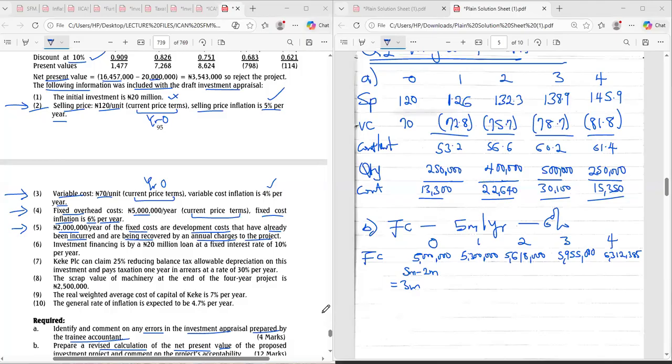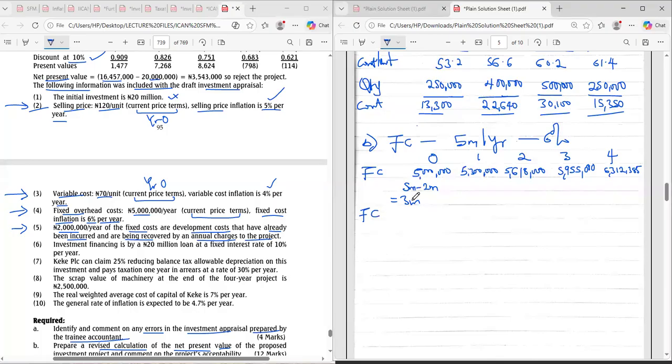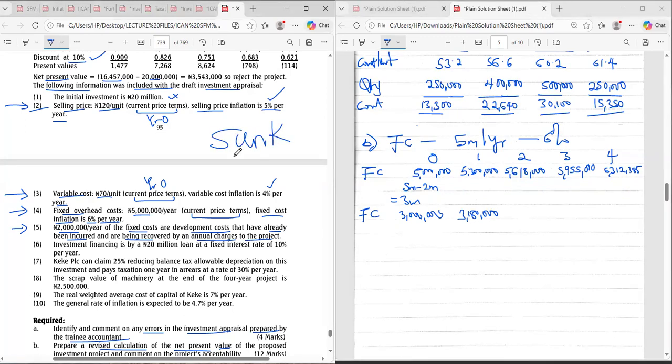Is that clear? So what do you think our figure should be for fees cost? This 3 million will now be at year 0. 3 million. So get the figure for year 1 for me. Year 1, do 3 million times 106%. 3,180. Sunk, S-U-N-K, is a past cost. Let me spell it. Sunk. It's a sunk cost. That means it's a past cost.